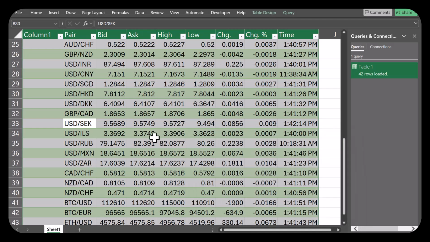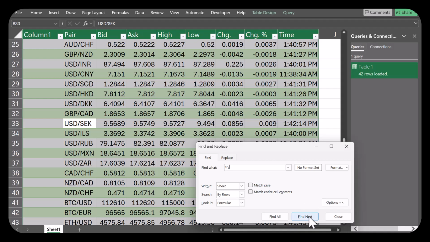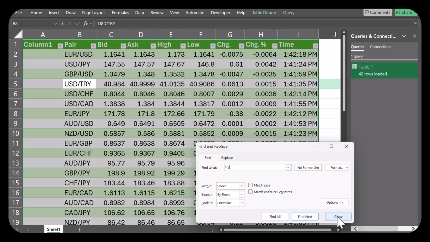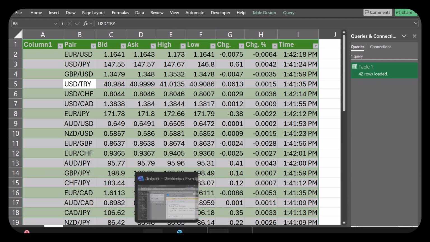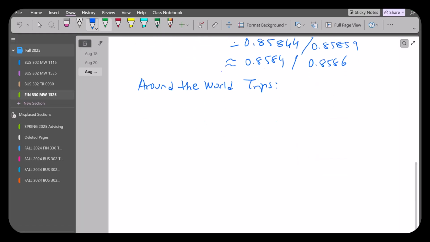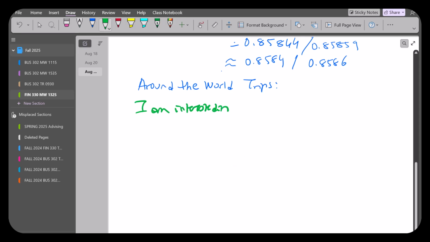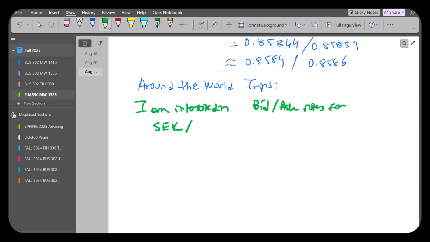Suppose I'm a Swedish importer or exporter, but I want to do business with Turkey, and Turkish rate is TRY. All right, let's. I am interested in bid ask rates for SEK TRY. So value of one Swedish kroner in terms of the Turkish lira.